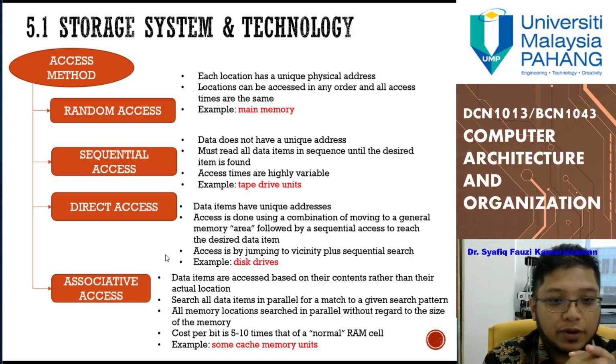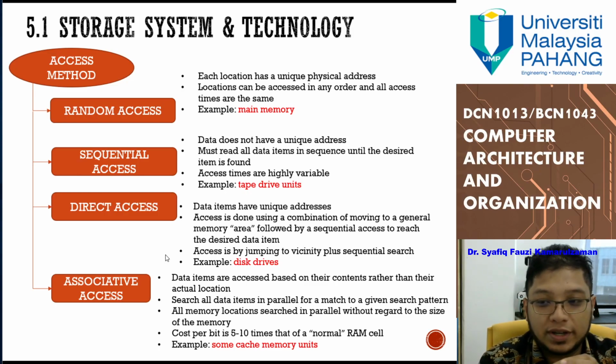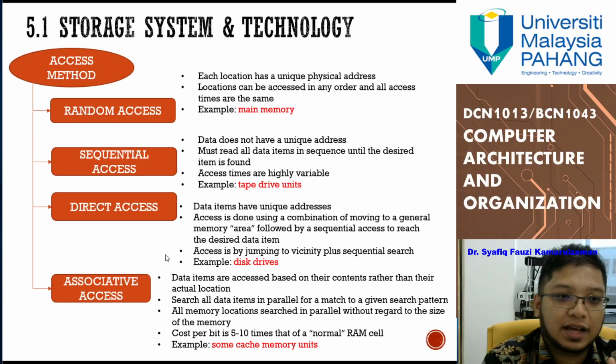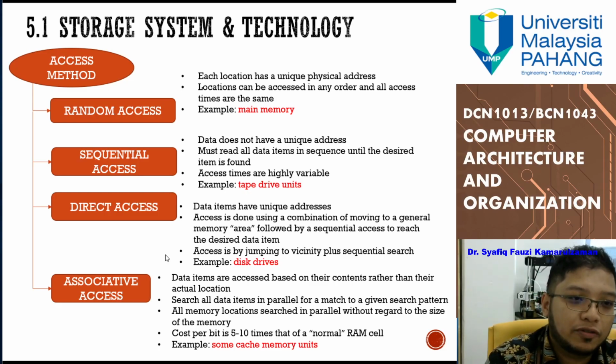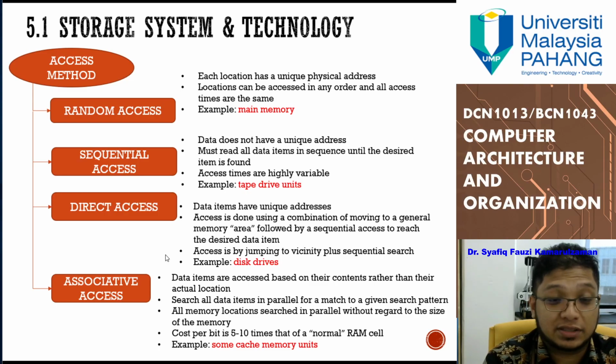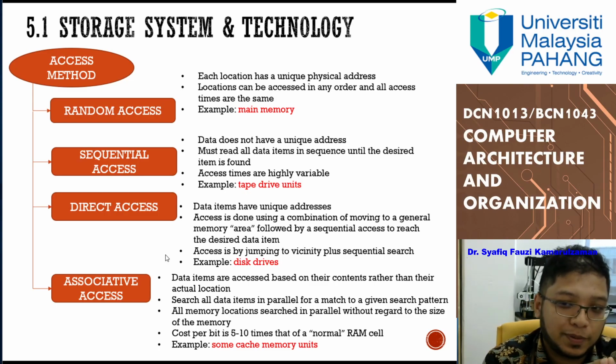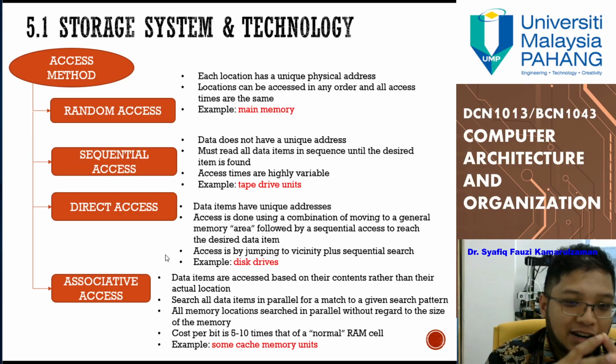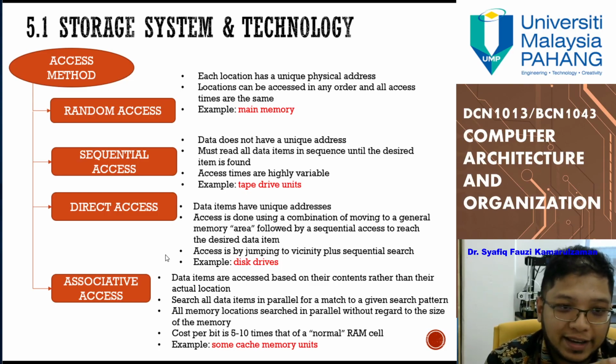And then we have what we call direct access. With direct access, data has a unique address. Access is done using a combination of moving to a general memory area followed by sequential access to reach the desired data item. This is usually inside your disk drive. Your disk drive is big; recently we even have hard drives of up to 60 terabytes. So if you want a specific 8 bits from your hard drive, it is hard for them to find it exactly.